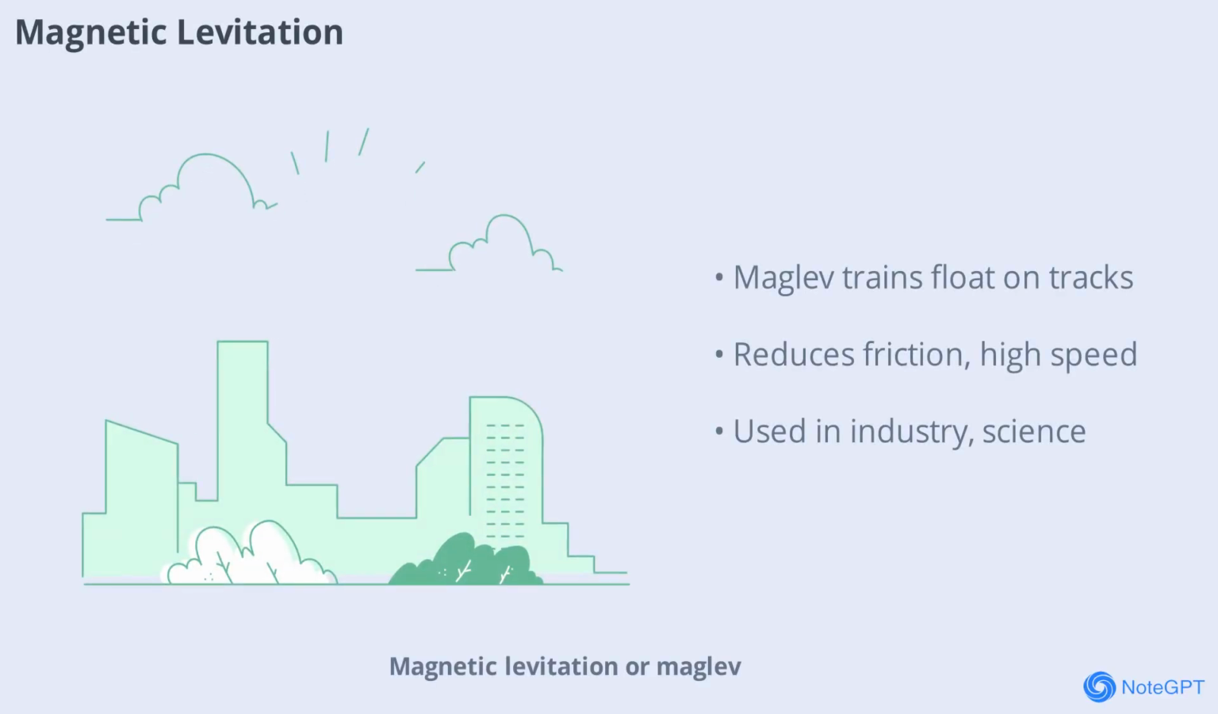Magnetic levitation, or maglev, uses magnetic forces to lift and move objects without contact. Maglev trains float above tracks, reducing friction and allowing high speeds. This technology is also used in some medical devices and scientific instruments. Magnetic levitation demonstrates the power of magnetism in creating innovative solutions for transportation and industry.